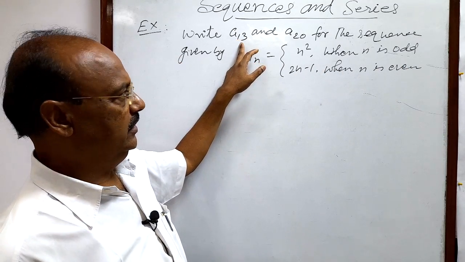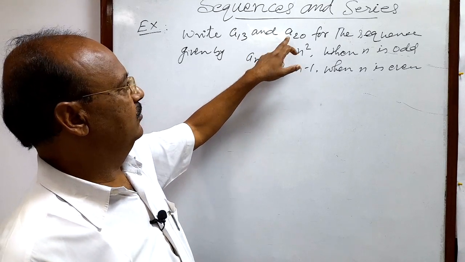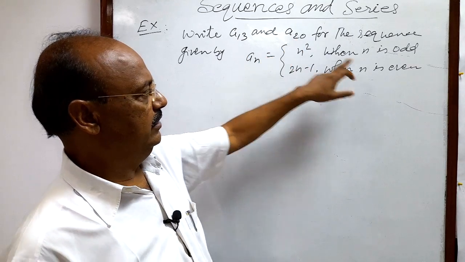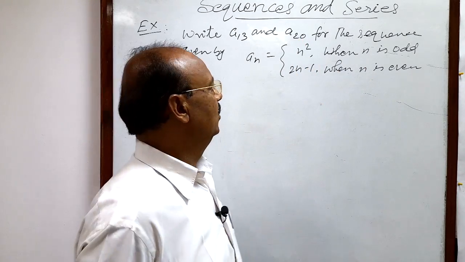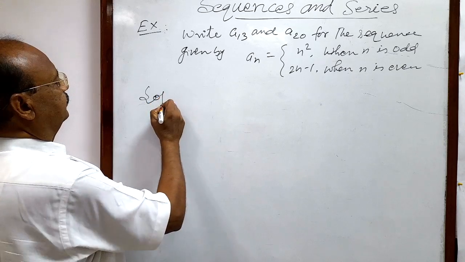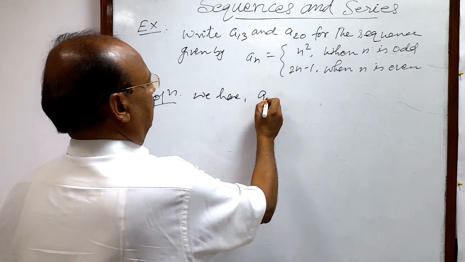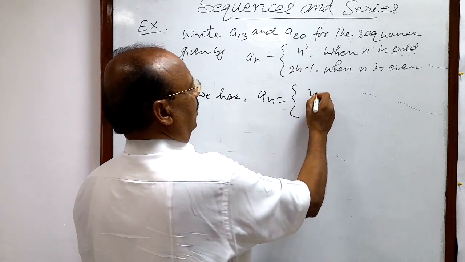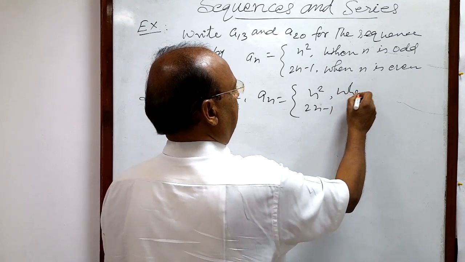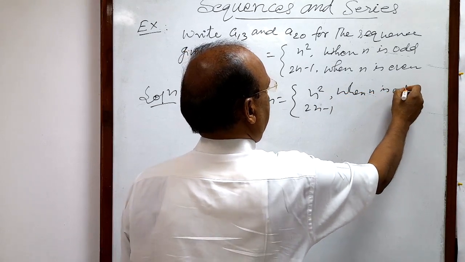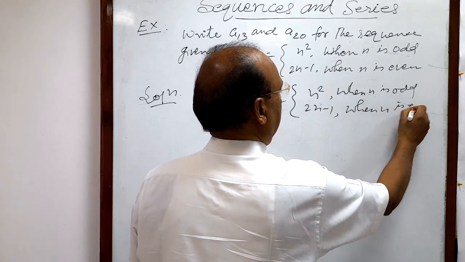13 is odd, so for a13 we will take this definition, and for a20, 20 is even, so for a20 we will take this definition. Okay, so let us see the solution. We have an equals n square when n is odd and 2n minus 1 when n is even.